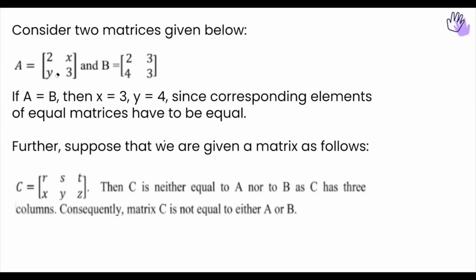Further, suppose that we are given a matrix C equal to r, s, t, x, y, z. Then C is neither equal to A nor equal to B, as C has 3 columns, isn't it? In A we have 2 columns, in B we have 2 columns. So if you're trying to compare C with A or B, your C should also have the same number of rows and columns as A or B, right? But in this case, C has 3 columns. So you cannot compare matrix C with A and B. C will never be equal to A. Okay, I hope you people have understood.